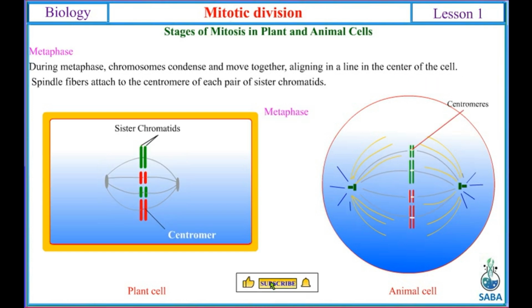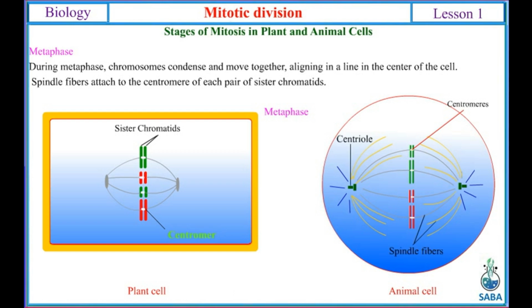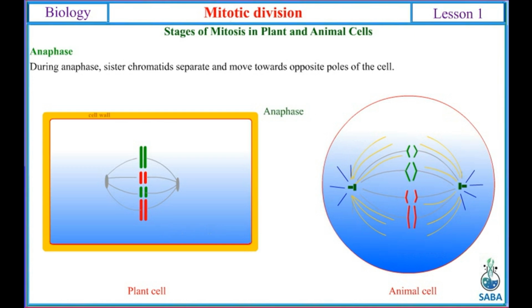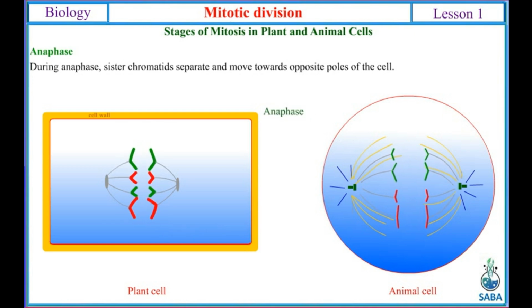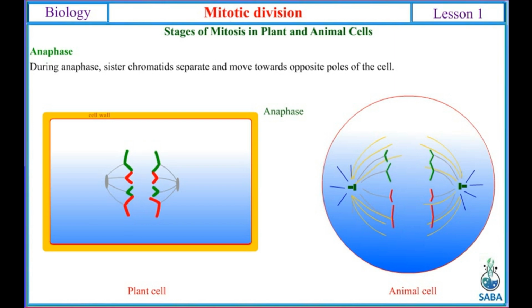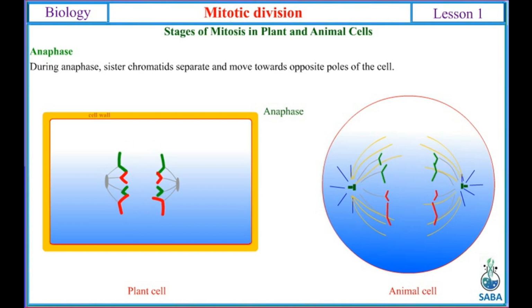Metaphase. During metaphase, chromosomes condense and move together, aligning in a line in the center of the cell. Spindle fibers attach to the centromere of each pair of sister chromatids. Anaphase. During anaphase, sister chromatids separate and move toward opposite poles of the cell.